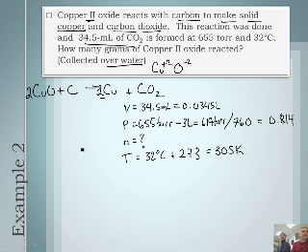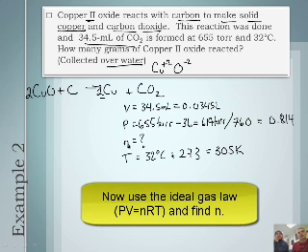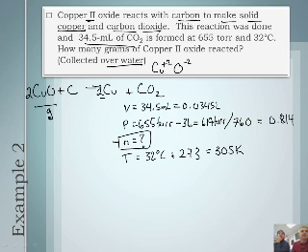Right. So last time we did stoich first, and then we did PV equals nRT. This time, once you get n, you're going to use stoichiometry to find the grams of copper 2 oxide. So PV equals nRT first, then stoichiometry. So let's do our PV equals nRT.